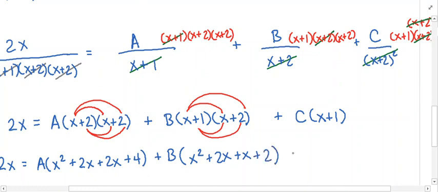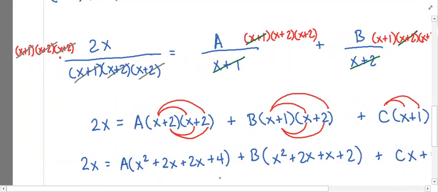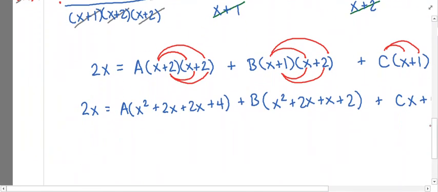Then I'm going to have the plus c. We can go ahead and multiply out the c because that's easy. This is going to be cx plus c if you distribute here. So let's keep going. We are going to send the a through, we're going to send the b through, and we're going to combine like terms. Let me combine terms first.